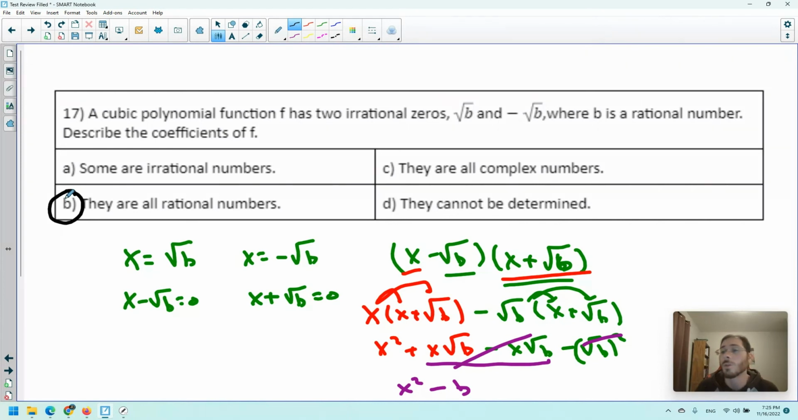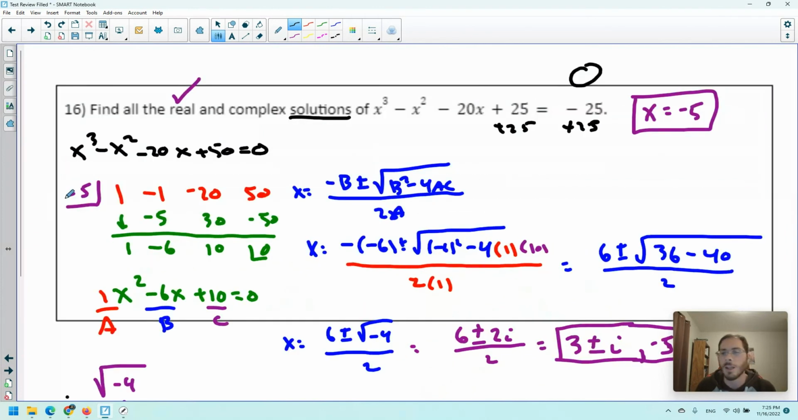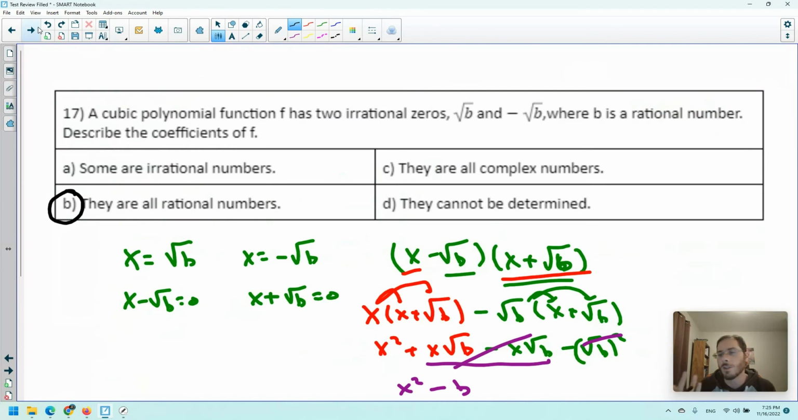Whether it's these square roots or whether it's the imaginaries, because again, if we go back one, this one kind of is the one with the imaginary numbers, and we saw that all of our coefficients here, 1, negative 20, and 50, those were also all rational. So I would recommend picking all rational numbers.